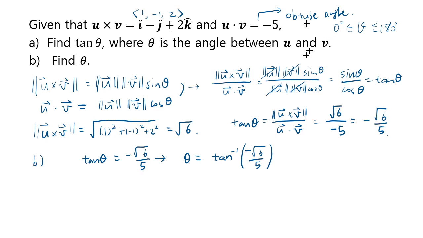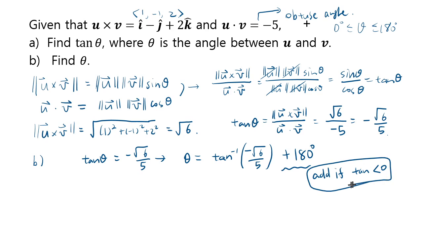So the problem that we face is the fact that tangent inverse, unfortunately, has some blind spots. It can only give you angles between negative 90 degrees and positive 90 degrees, and therefore whenever it gives you a minus, then you have to add 180 degrees. So add 180 if tangent is negative. That's only for the case when you try to find the angle between two vectors.